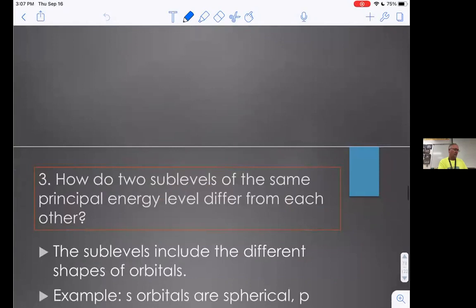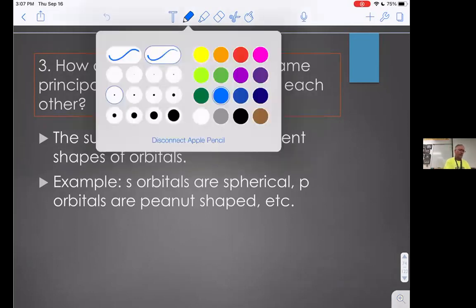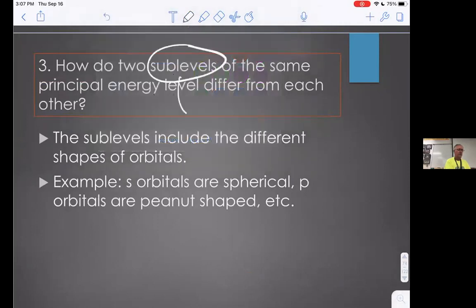So there's the homework questions. The first one said, how do two sublevels of the same principal energy level differ from each other? This is some vocabulary that we haven't really had in our notes, but the energy level is the same as the period generally of the periodic table. These sublevels are the s, p, d, or f. So let me change my color here. The sublevels are going to be like your shapes, your s, p, d, and f. So the sublevels include different shapes of orbitals is what they were looking for. If you had s orbitals, they'd be spherical, p's would be peanut shaped, et cetera.